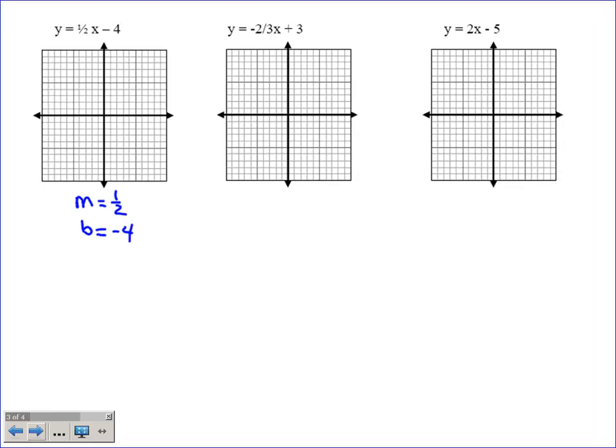Okay, so according to our instructions, we have to solve for y. Is it already solved for y? Yeah, okay. And number 2, we're supposed to plot the y-intercept. It's negative, so that means we go down 4. From 0, 0, we go down 4: 1, 2, 3, 4. Put a little point there.